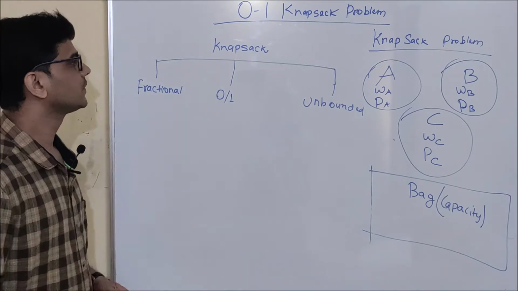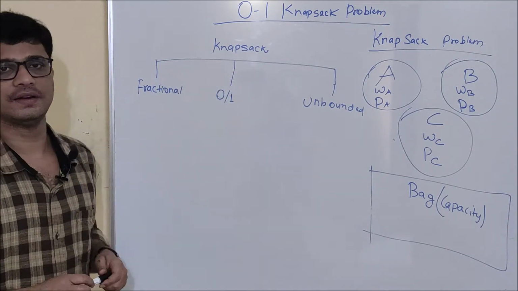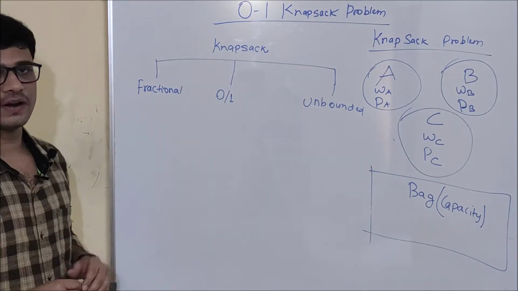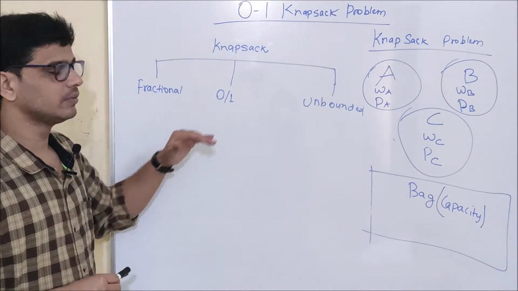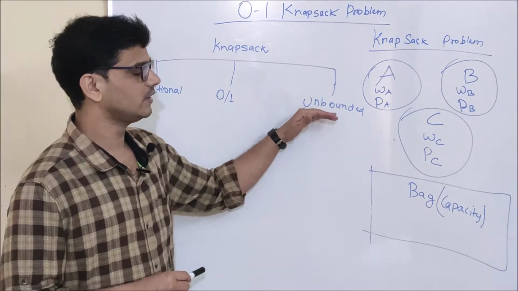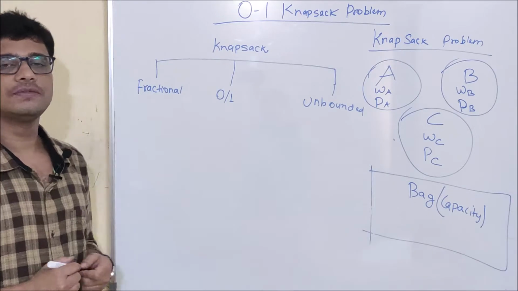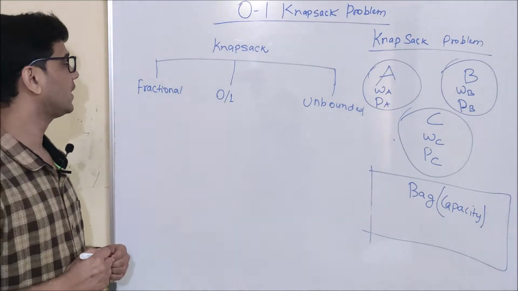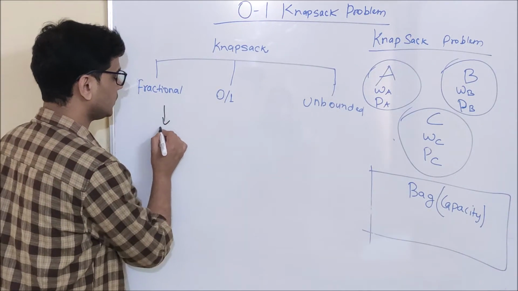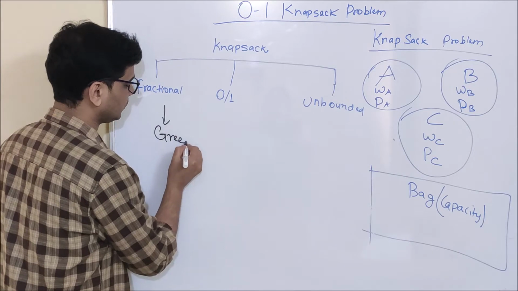So basically, knapsack has three variants. The first one is fractional knapsack, the second one is 0-1 knapsack, and the third one is unbounded knapsack. So first of all, what is a fractional knapsack? This one is a greedy algorithm.